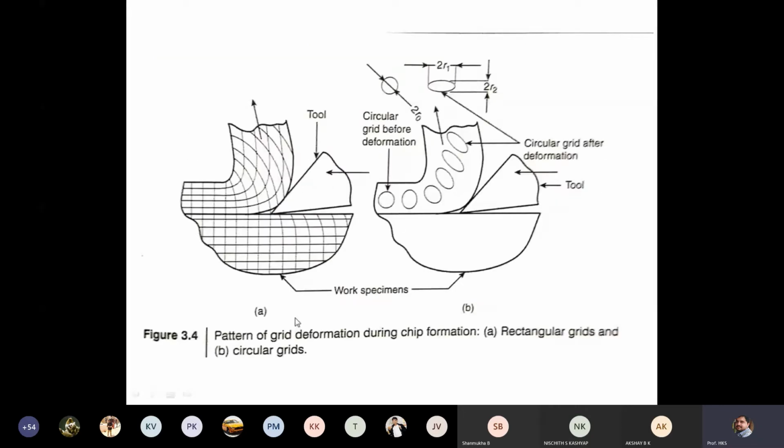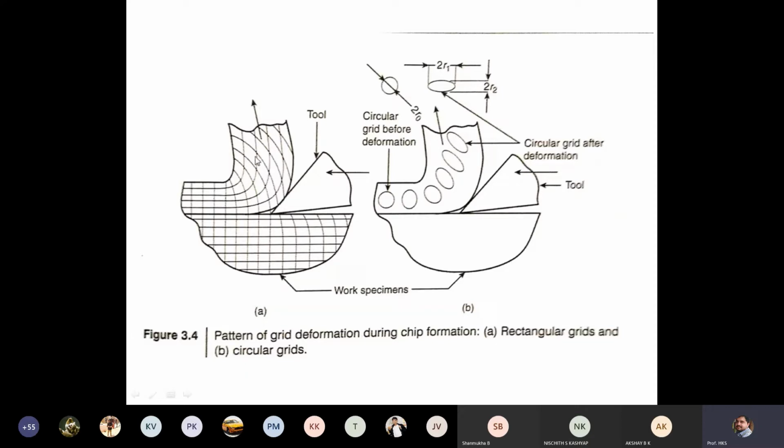So the first one is by considering rectangular grids and circular grids. Here these are the grids on the material. This is the work material. Here you must see the difference between the shape of the grids on the uncut layer of the material and on the chip. This is the material which is removed in the form of chip.